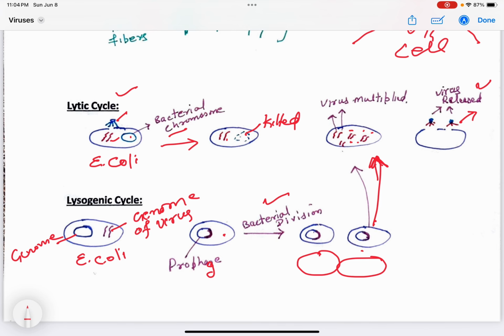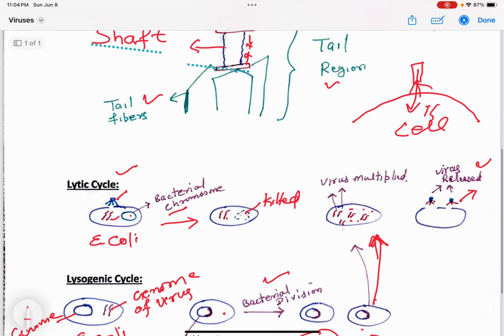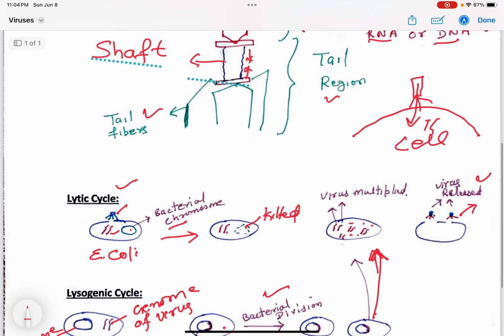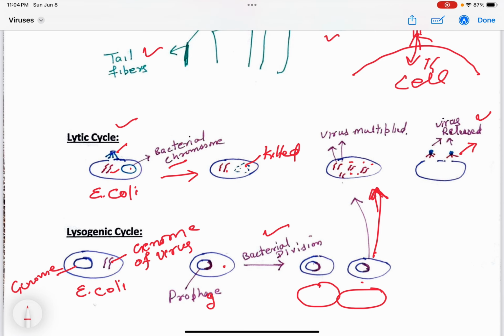So that's it for the introduction to the structure of the virus and the life cycle of the virus.